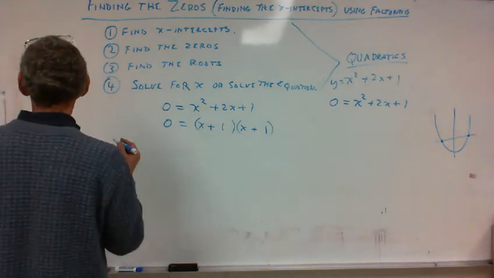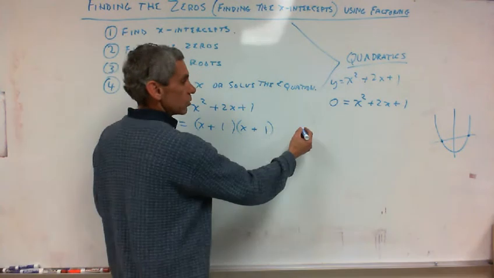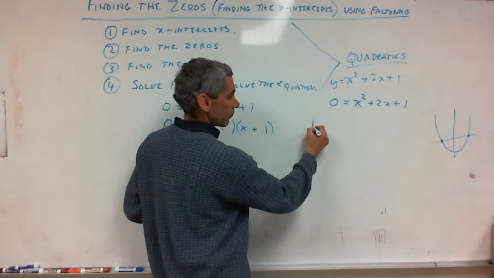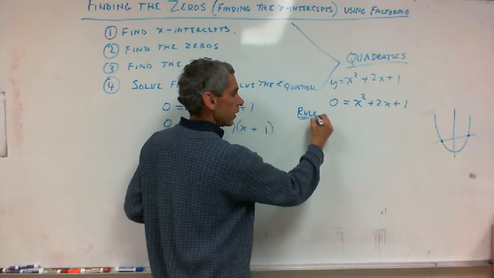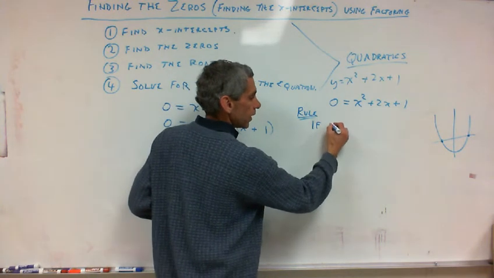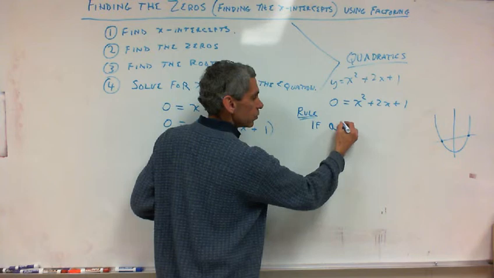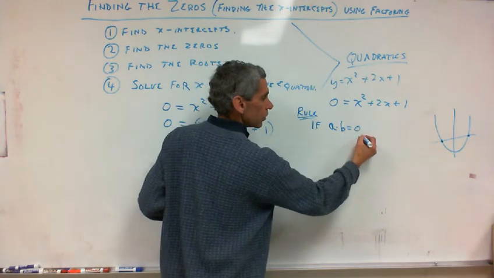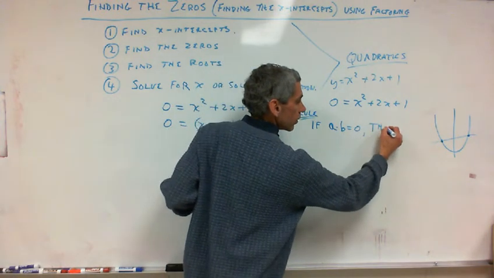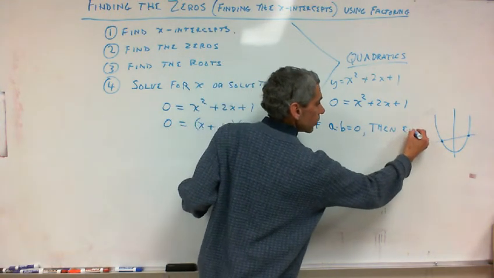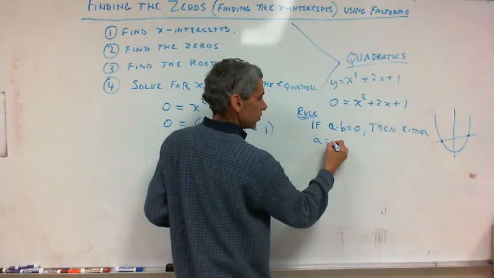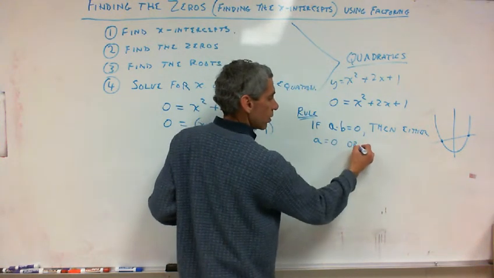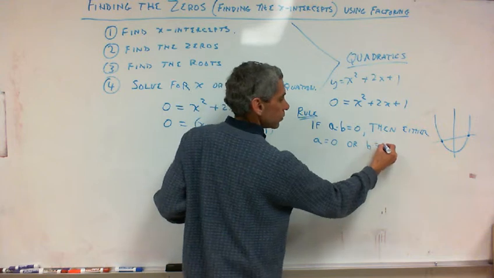You follow this rule. There is a rule in algebra, a very important rule, that says if A times B equals 0, then either A equals 0 or B equals 0.